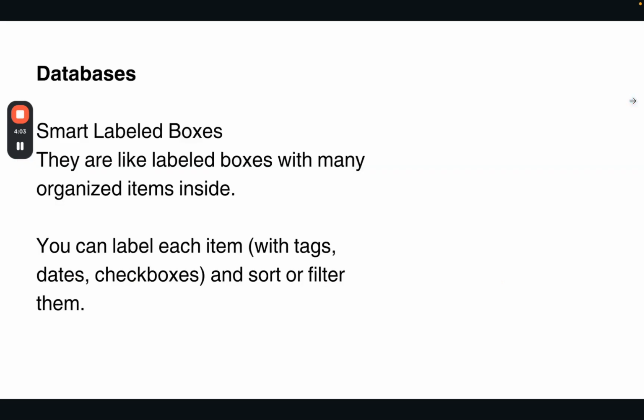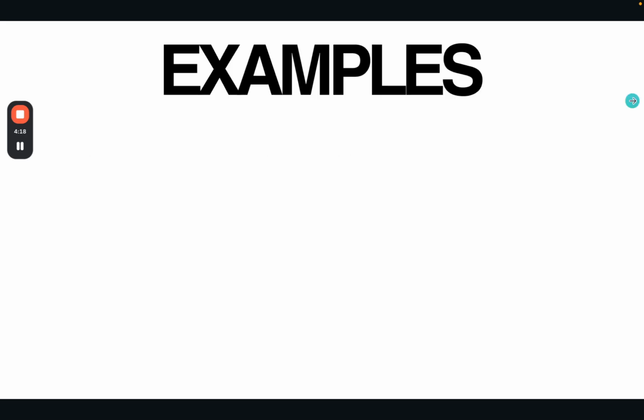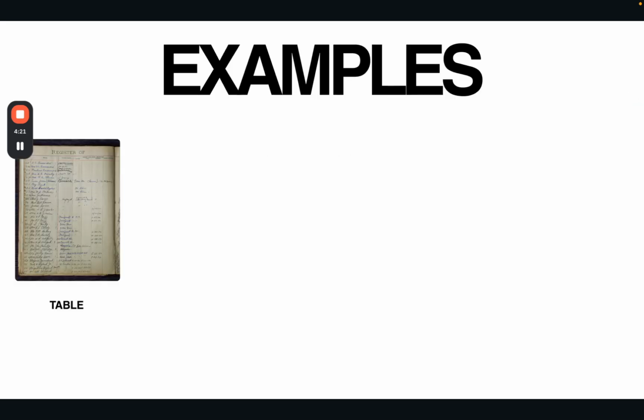Databases. Databases are like small labeled boxes. They're like labeled boxes with many organized items inside. You can label each item with tags, dates, checkboxes, and sort or filter them. Here are some examples. We have different views for different databases. Based off the work we do, we can pick the type of views we want for our databases.